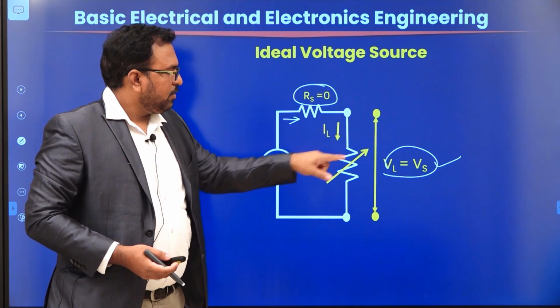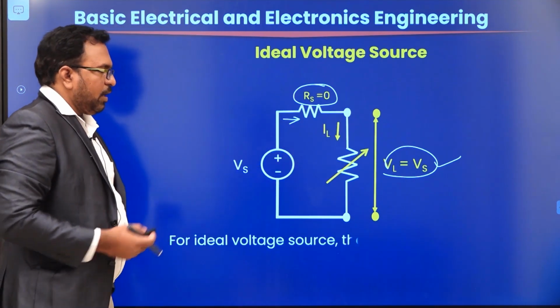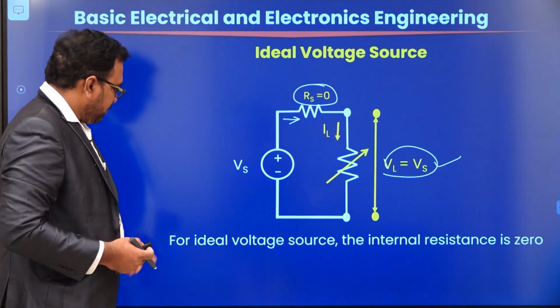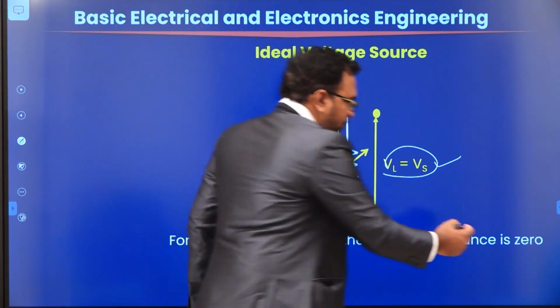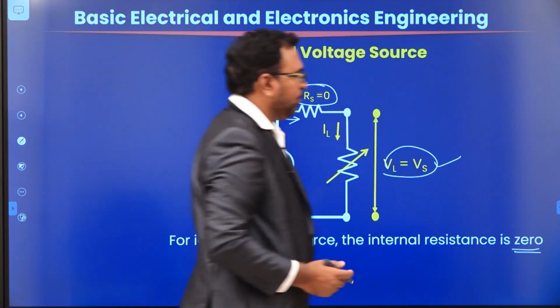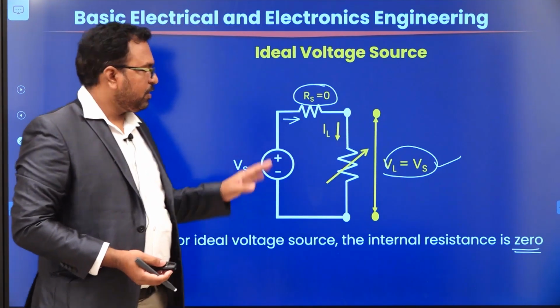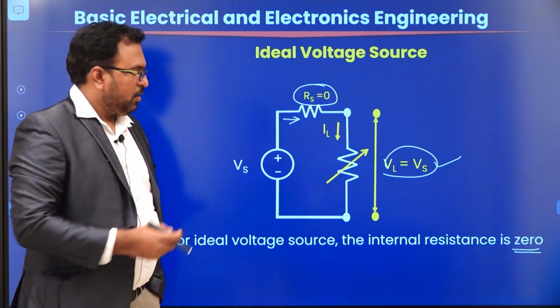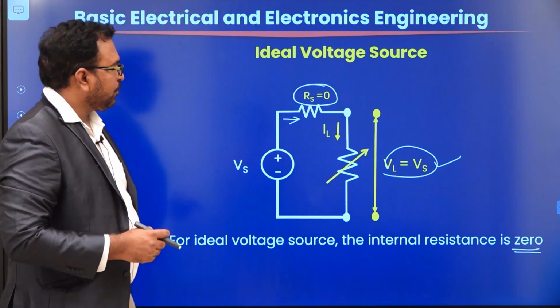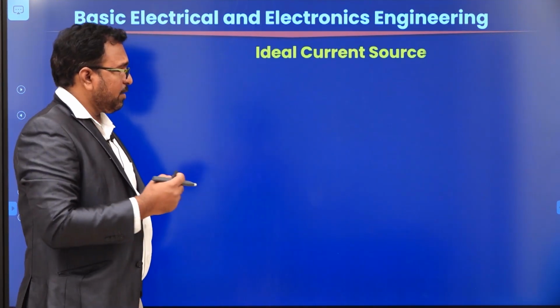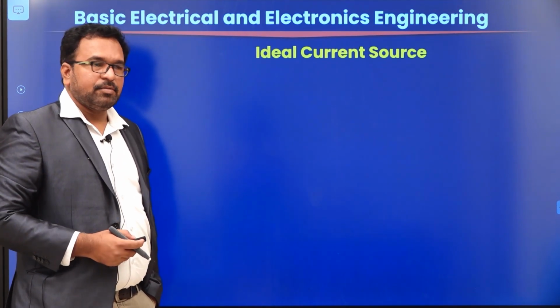Because of this, the terminal voltage is always equal to the source voltage. So for an ideal voltage source, the internal resistance is 0. This is very much important. You have to keep it in mind. Of course, practically it is not possible, but because it is an ideal case, we are going to consider that internal resistance is 0. Now let us discuss the ideal current source.